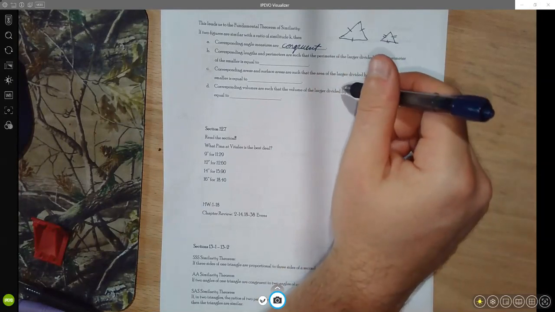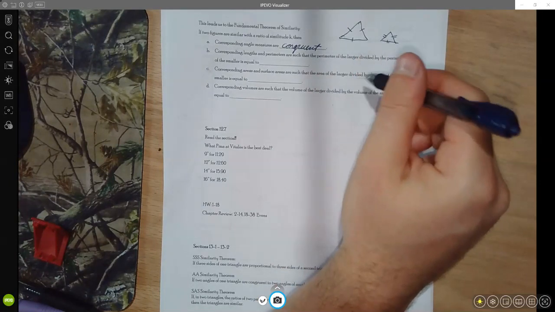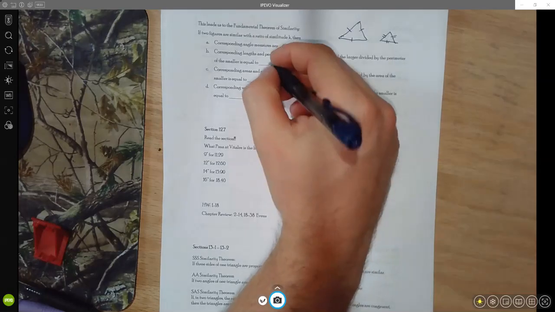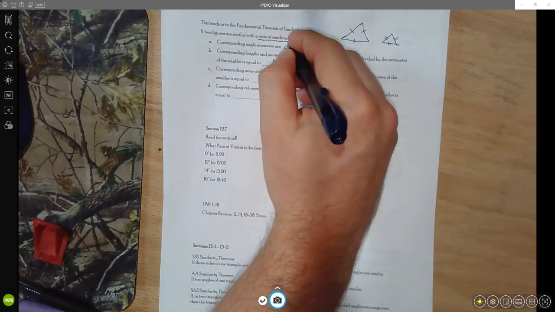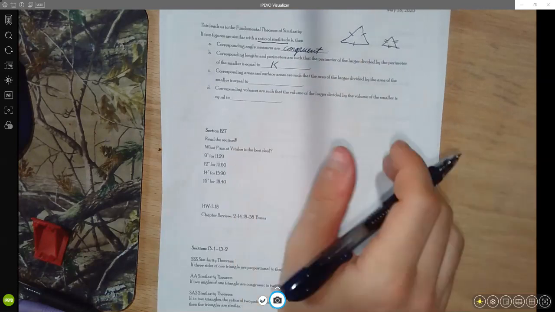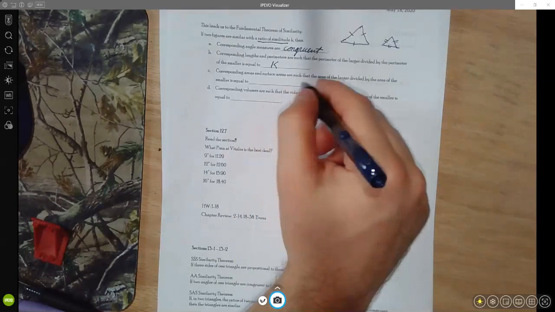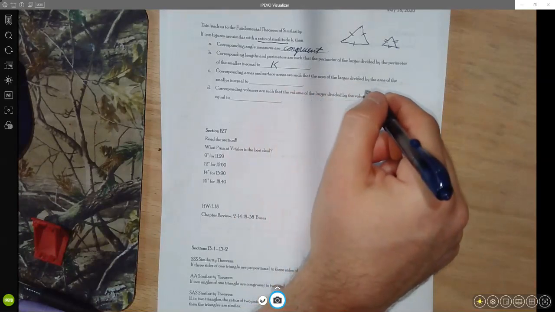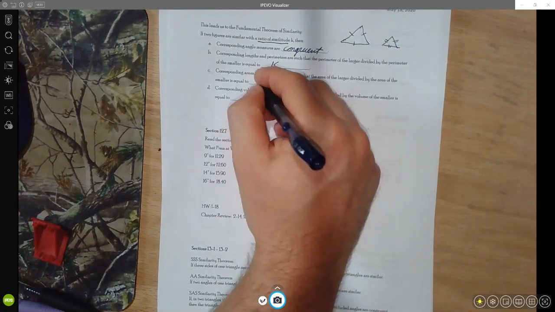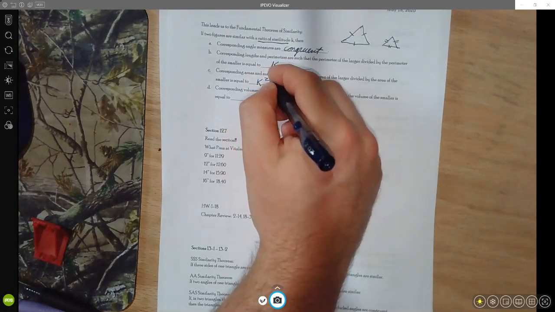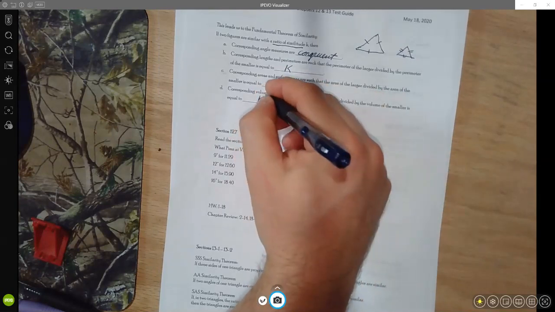Then the corresponding lengths and perimeters are such that the perimeter of the larger divided by the perimeter of the smaller is equal to k, the ratio of similitude. So we saw that yesterday. And then the corresponding areas and surface areas are such that the area of the larger divided by the area of the smaller is equal to k squared. And then the volume k cubed.